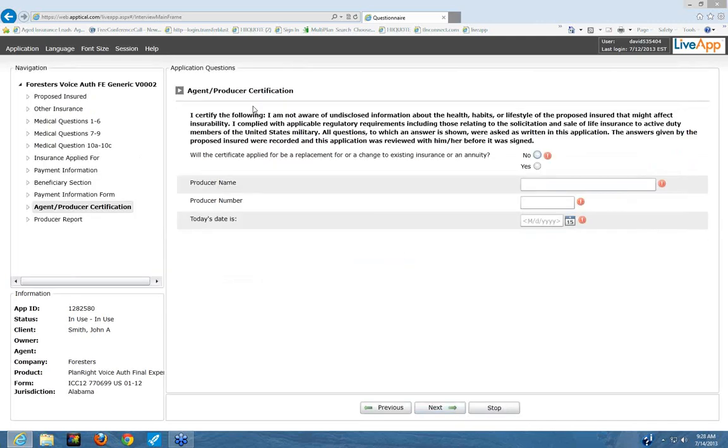All right, this is the agent producer certification. You could read all of this. Will the certificate applied for be a replacement? No, no, no, guys. Do not replace. I don't recommend it. You don't want to sell insurance, a policy. I mean, if they choose to replace it, they choose to replace it, okay? But you shouldn't be wanting to replace anything. So this is where I'll put my information. And just hit the box here.